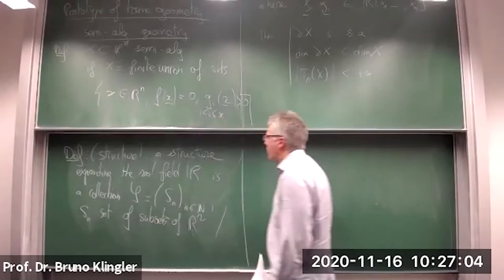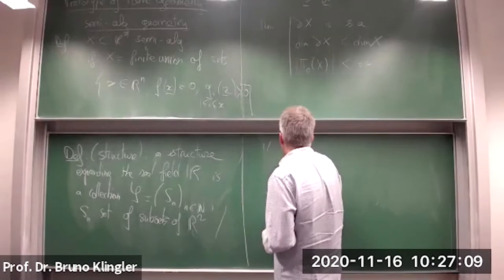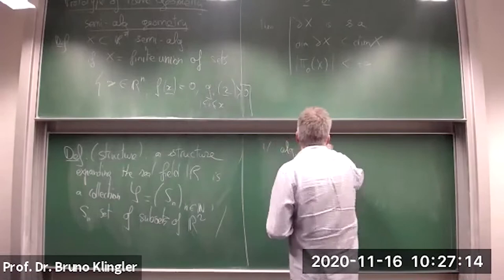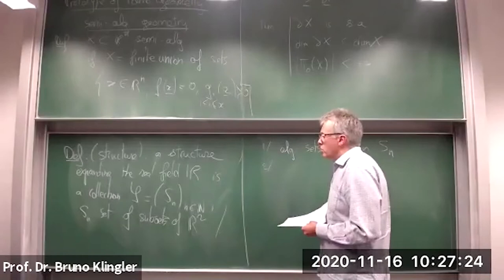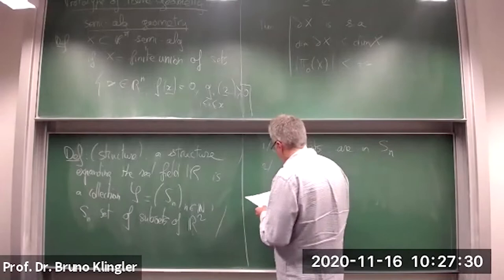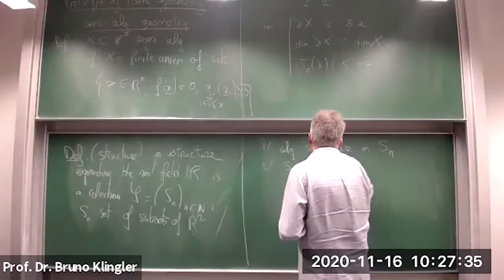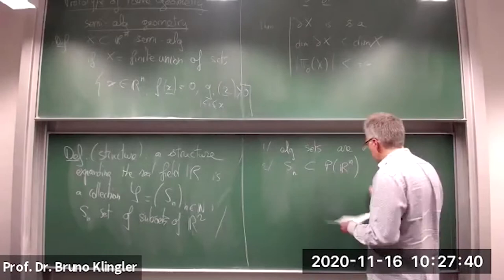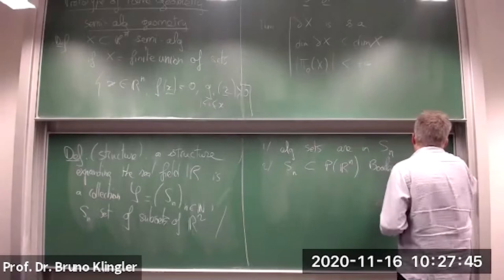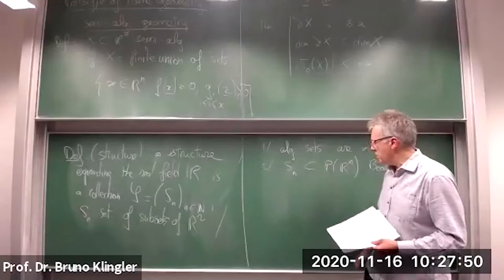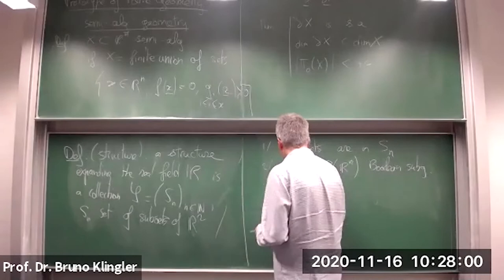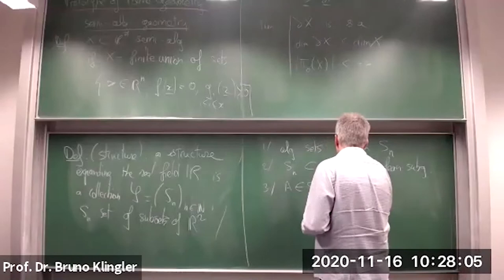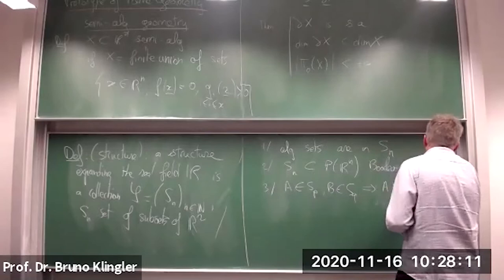The first axioms are purely set theoretic. First you ask that algebraic sets are in S_n. So at least you are allowed to play with all real algebraic sets. Second, you are allowed to do standard set theoretic procedures: you ask that this collection of subsets of R^n is a Boolean subalgebra of the power set of R^n. In other words, S_n has to be stable under finite union, finite intersection, and complement. Third, it has to be stable under product: if A is in S_p and B is in S_q, then A times B is in S_{p+q}.